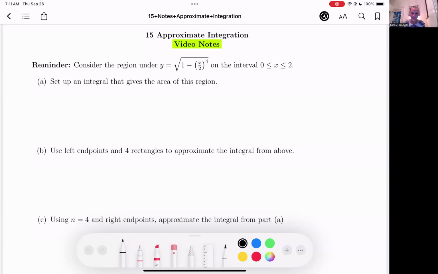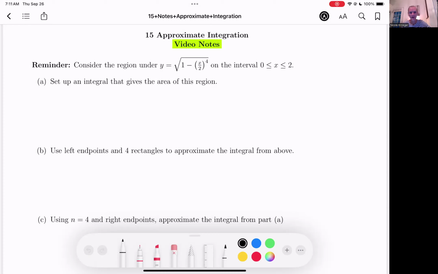The quick answer is that we're not always actually going to be able to compute integrals by hand. There are some integrals that we just can't do by hand, so approximating integrals will give us a way to deal with that. And let's go ahead and jump in. This first one, we're looking at the region under this square root function on the interval from 0 to 2. We want to set up an integral that gives the area of this region.